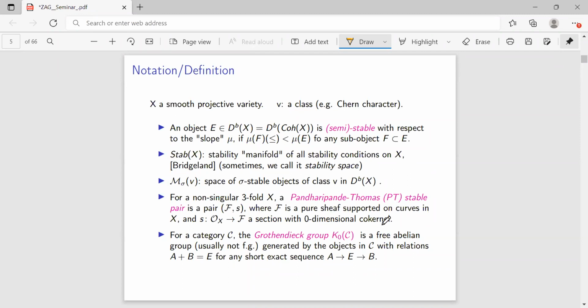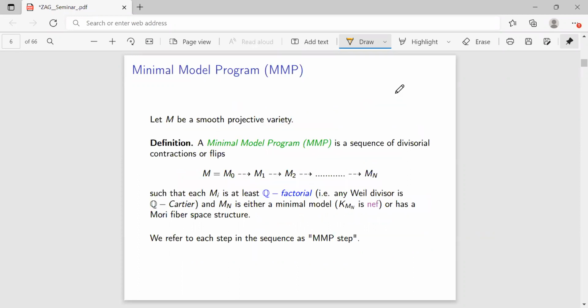Also, let me remind you the definition of a Grothendieck group. For a category C, the Grothendieck group K0 of C is the free abelian group generated by objects in C, modulo the relation we have when there is such an exact sequence here. And we notice that this Grothendieck group is usually not finitely generated, so I will come back to this point when I talk about Bridgeland stability later. Okay. Then we have one more definition, which is this minimal model program.